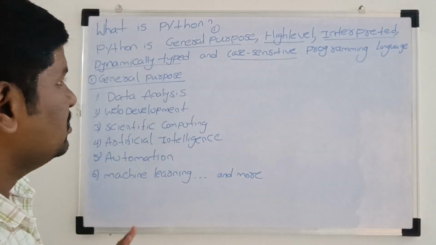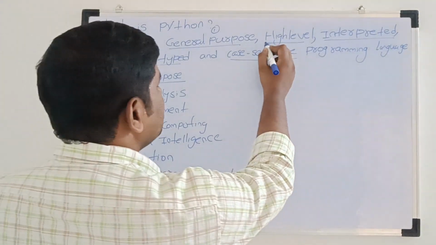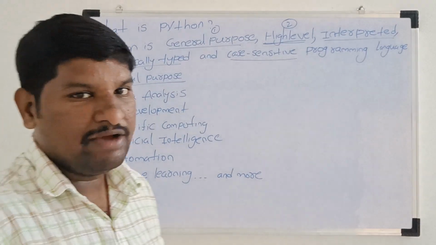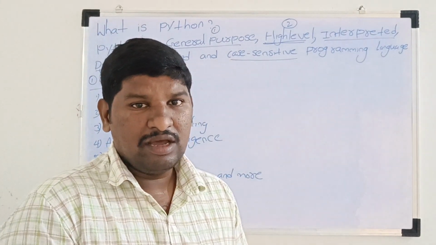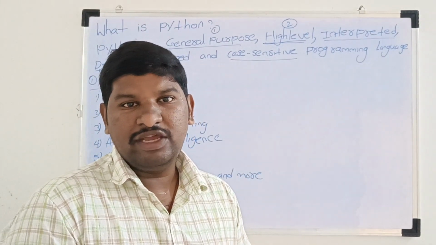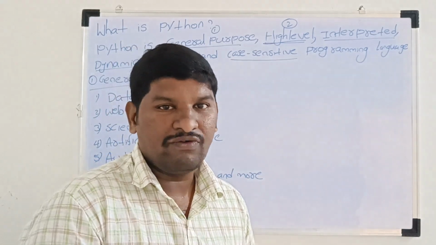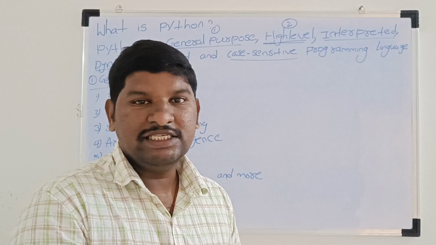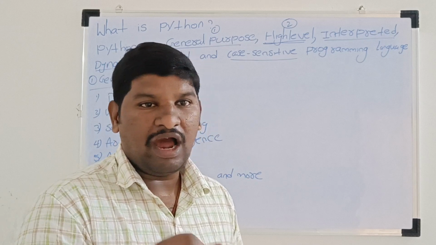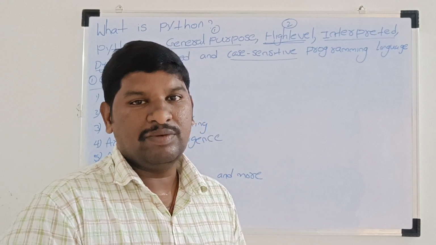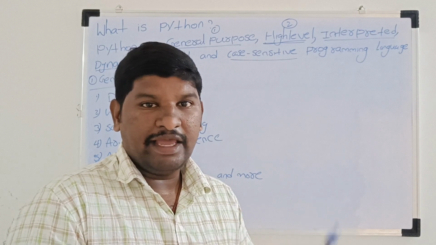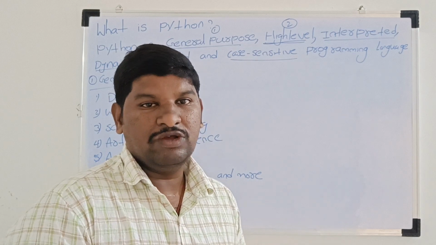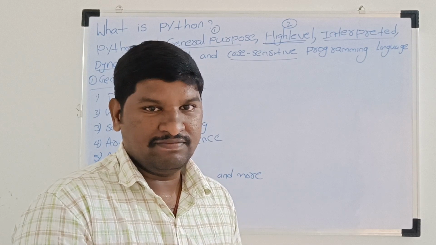So this one is the general purpose, and the next one is high level. Python is a high level programming language. It means Python is much closer to human language than machine language. This makes it easier to understand and write Python programs, as you don't need to worry about the low level details of the computer hardware.